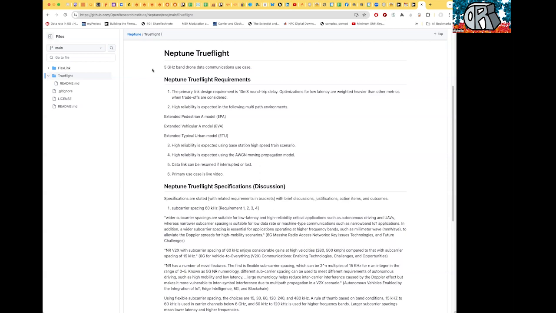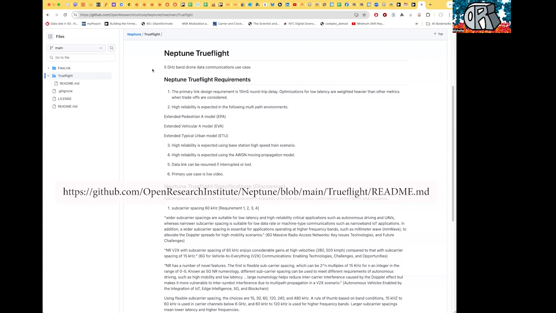TrueFlight is an effort to extract some requirements from that work, and then to implement or write some specifications, and then implement a prototype for demonstration. So this is a 5 gigahertz band drone data communications. This is where most of the action is in terms of drone communications. And Neptune TrueFlight requirements so far are here on the screen.